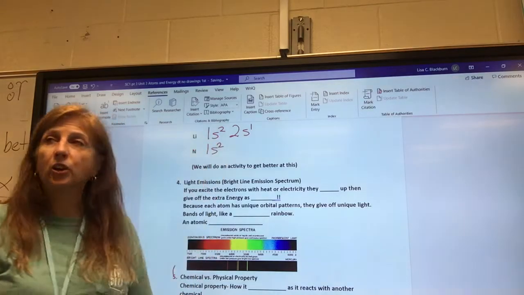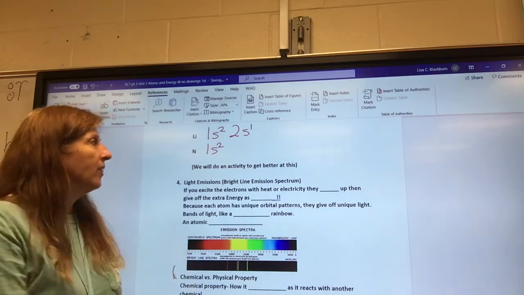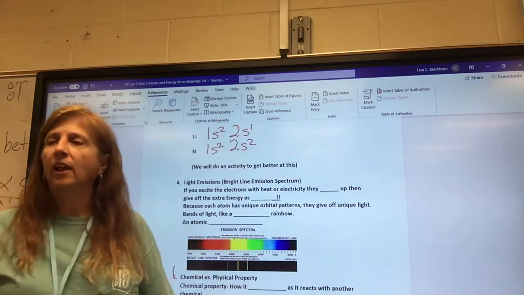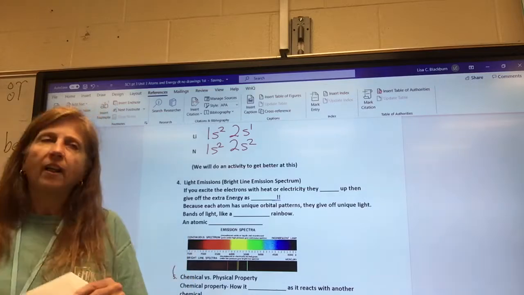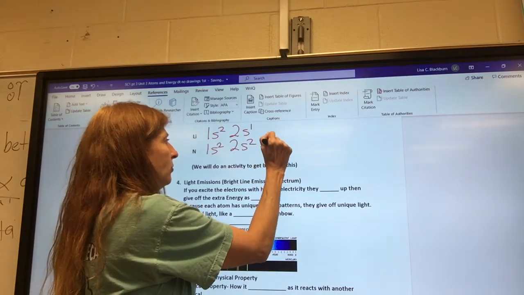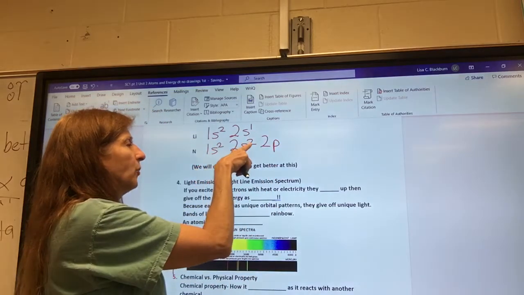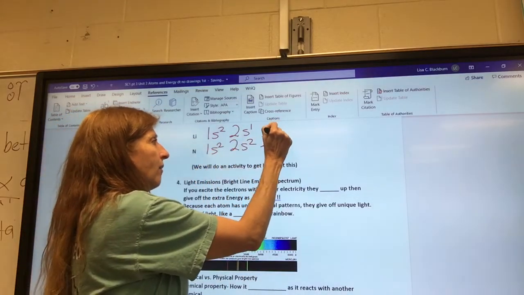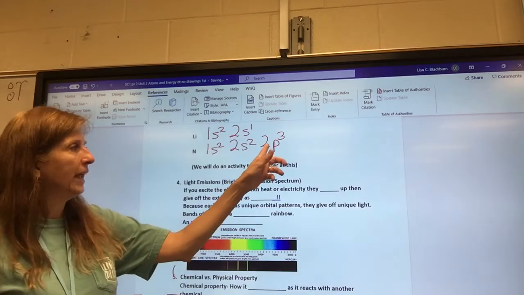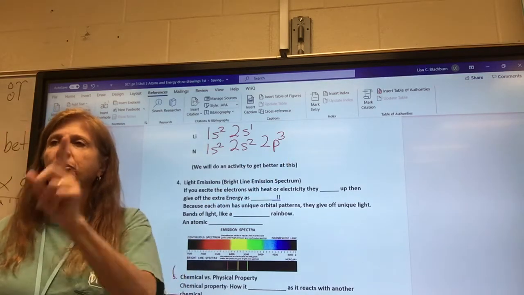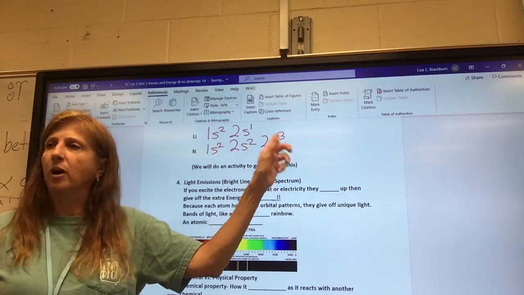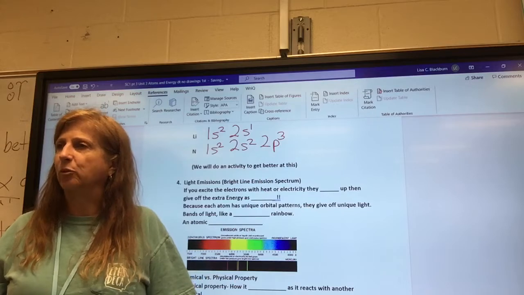So where did the first two go? 1s2. The first two go into the 1s. The next two are gonna go into the 2s. And then if you look at that little chart, the next rooms that start filling up are the P rooms. 1, 2, 3, 4, 5, 6, 7. So the P's, there are three P rooms, X, Y, and Z. One of these electrons is in X, one is in Y, and one is in the Z orientation P rooms.